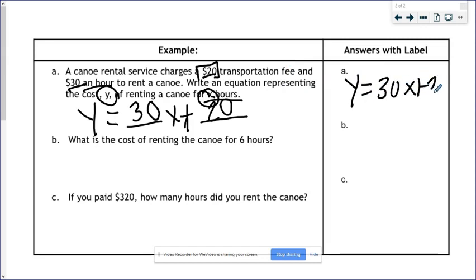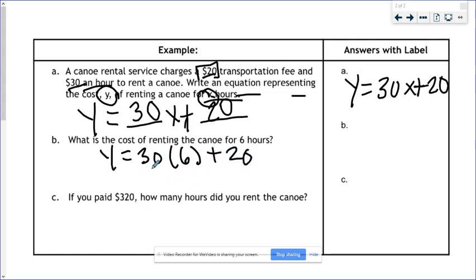This is my equation. Now, this is where we struggled when we took our test last time. You're going to use this equation that we just came up with over here to solve B and C. You're not going to make up some new wild and crazy thing. So B says, what is the cost of renting the canoe for 6 hours? Well, we just said that hours was X. So we're going to use our equation. This time, instead of having an X, you're going to put a 6 there.